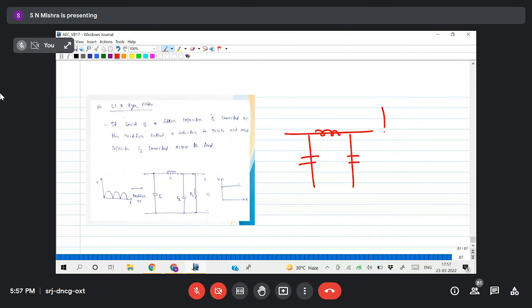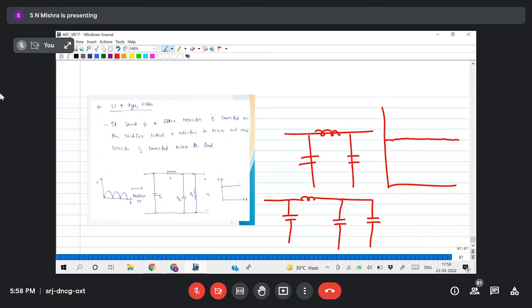If you take this circuit, you may get a waveform like this. If you look at it from very far, it is like a straight line. Very small ripples are there. And even if you are not satisfied with that, you can combine two LC filters like this: capacitor, inductor, then capacitor, then again capacitor, again inductor, then again capacitor.